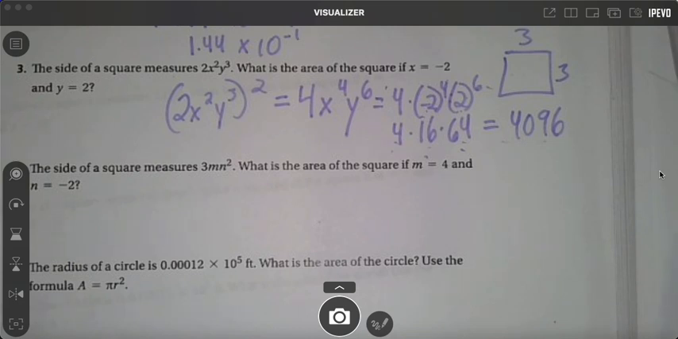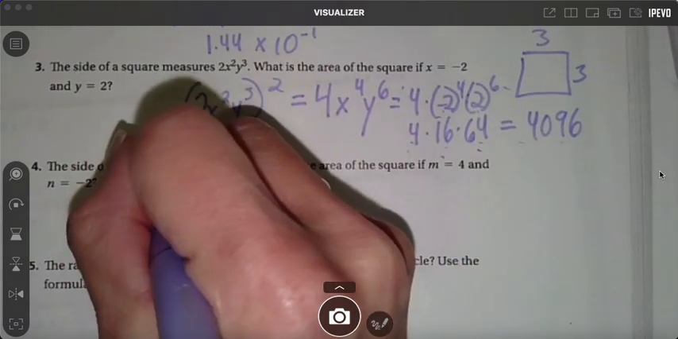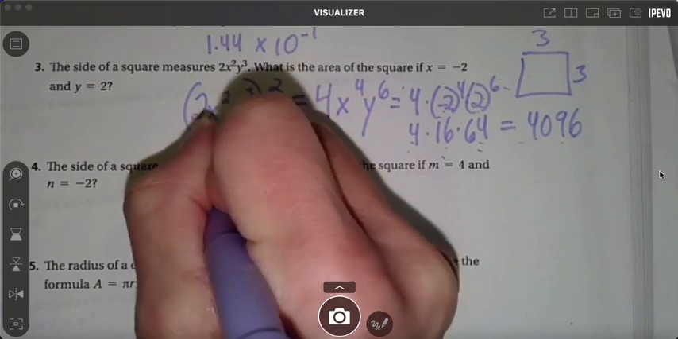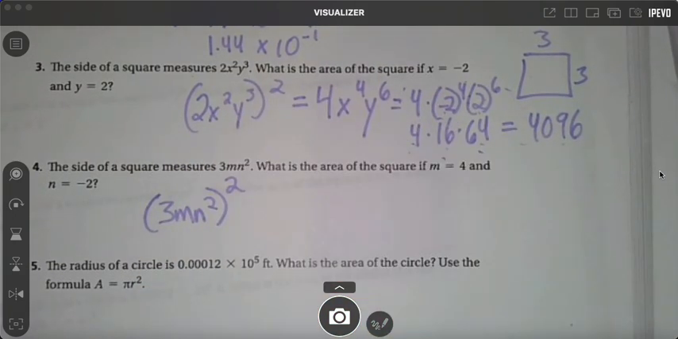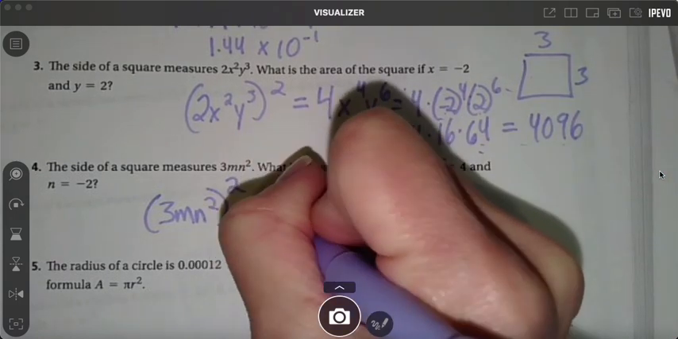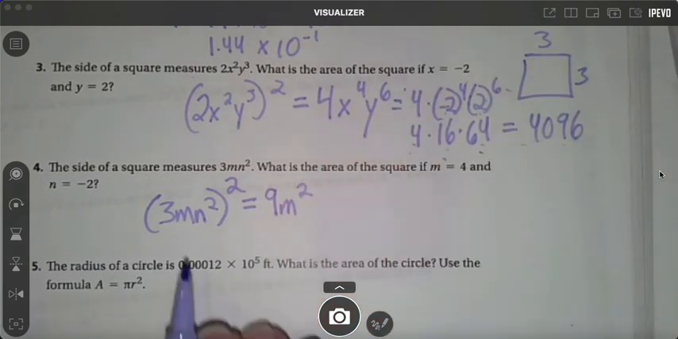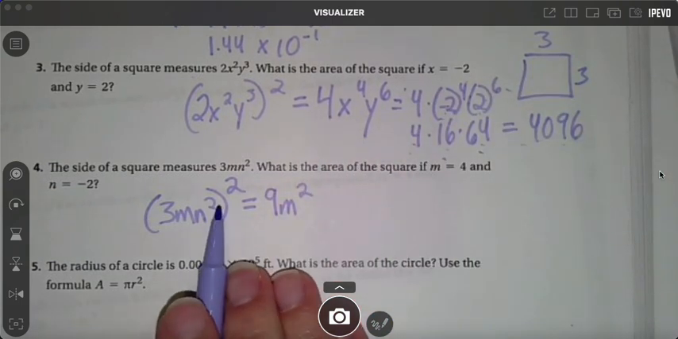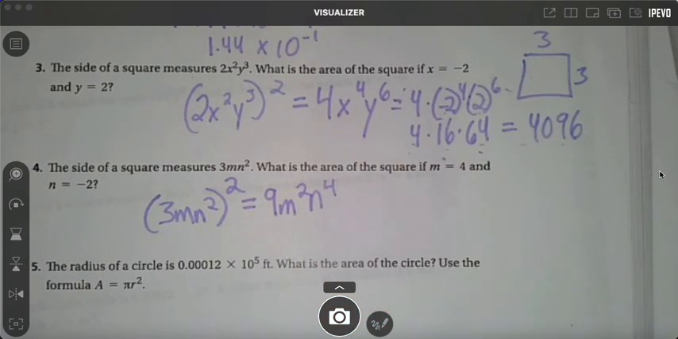Let me do number 4 because it's the exact same thing. Okay? They're telling me that I know one of the sides of a square is 3mn squared. How would I find the area of that? I would square it. When it's a square, all you have to do is square the side. So now let me figure that part out. What is 3 squared? 9. And then m to the 2nd power, m squared. But n is going to be to the what? 4. 2 times 2 is 4. Okay? So I did that part.